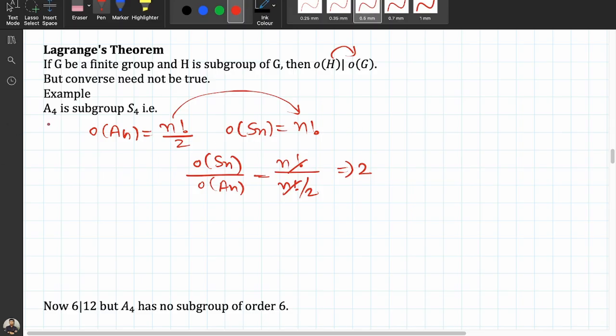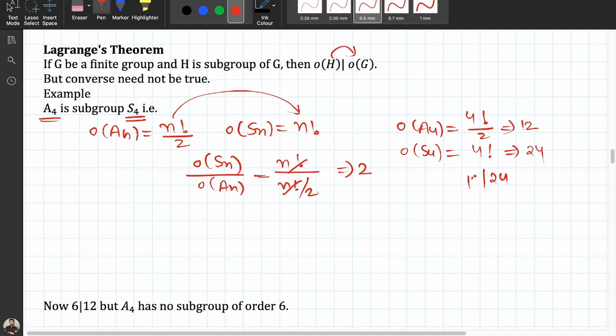You can see A4 is a subgroup of S4. Then what is the order of A4? That is 4 factorial upon 2, 24 by 2 means 12. What is the order of S4? That is 4 factorial, which means 24. So 12 divides 24, that is 2. Yes or no? Okay. So this is the simple thing.